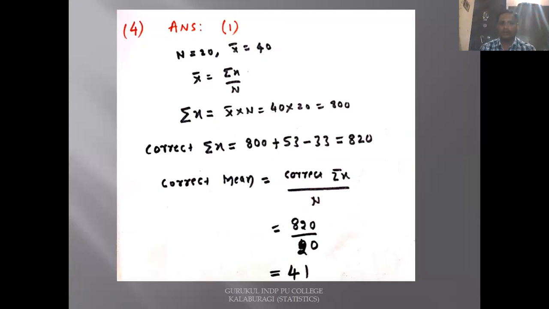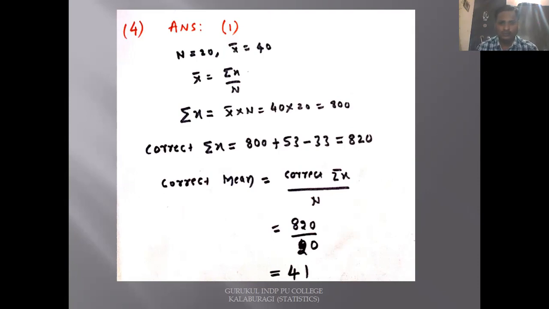X bar equal to 40, the mean is given already. From this we can find the summation of x: x bar equals summation of x divided by n, so summation of x equals x bar into n. X bar is given as 40 and n is given as 20, so the sum of the data will be 800. Here we have to find the correct data.